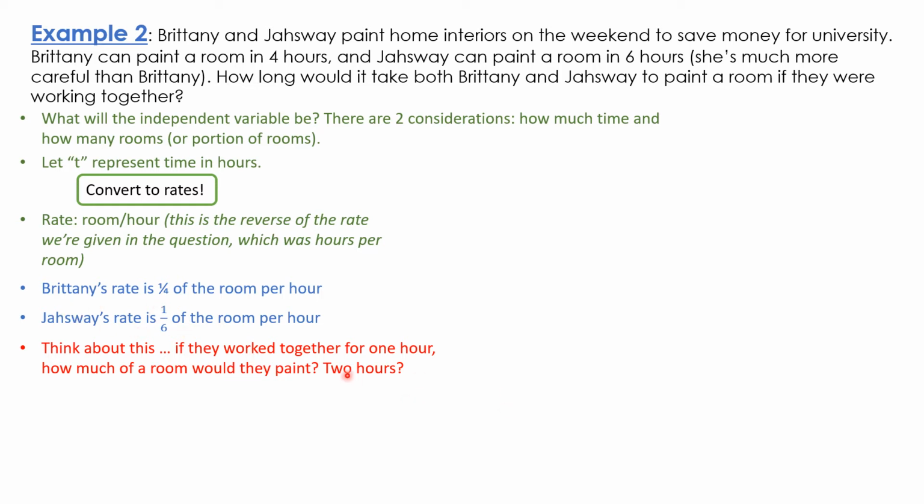And what if they had 2 hours? Well, if they had 2 hours, Brittany would be getting a quarter of the room and another quarter of the room. She'd get half of the room done. Jazzway would get a sixth of the room and another sixth of the room done. That's 2/6 or a third. So we're working towards an equation here. So think about how we can put all of this together.